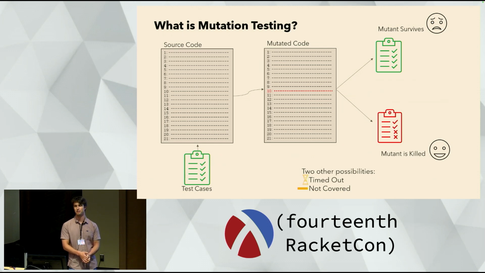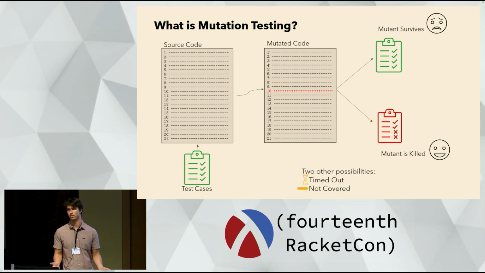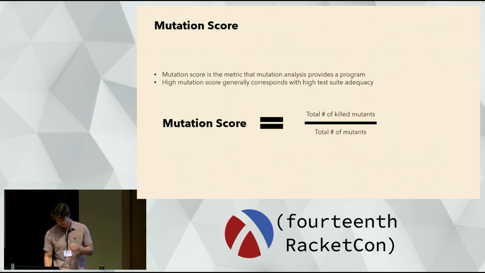And then the last possibility is not covered. Usually mutation testing is run in parallel with something like line coverage. And if a mutant is generated on a line that isn't covered by your tests, obviously they're not going to catch it because they don't run those lines. So most mutation engines just won't even run those mutants. It'll just continue on.